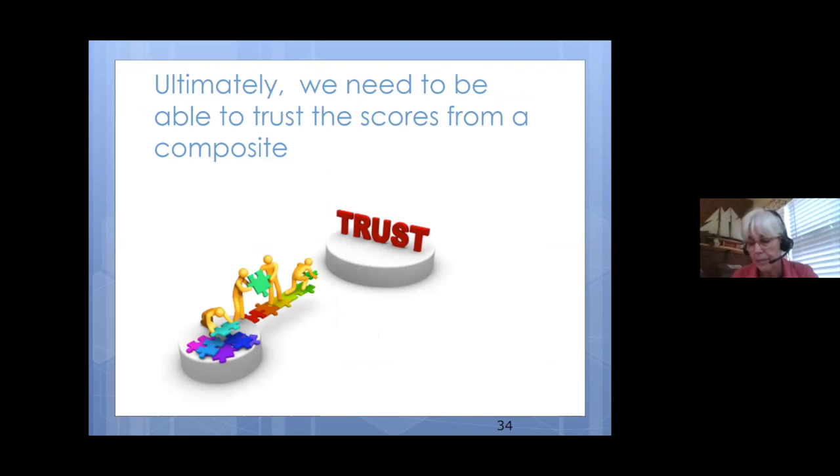And ultimately, what this is about is our ability to trust the scores that we get from a composite. It's sometimes a bit more challenging because the composite is bringing together so many different domains into one score. But on the other hand, it's often bringing together information that makes a lot of clinical sense. But our goal is trusting the scores.